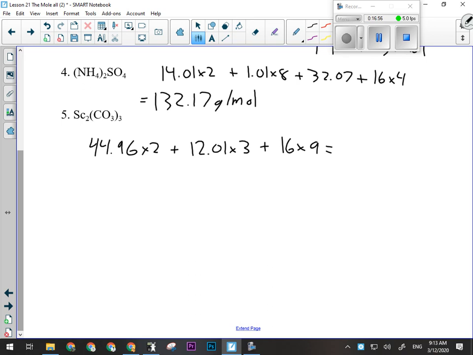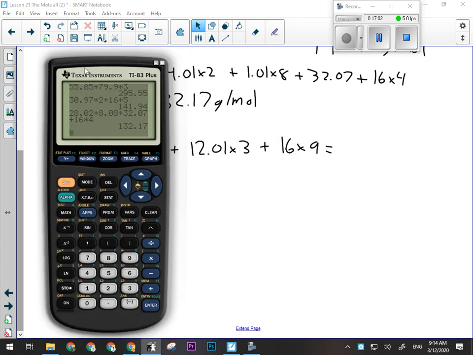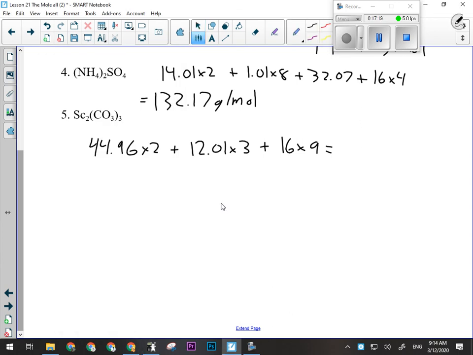So we're going to take our 44.96 times 2 plus our 12.01 times 3 plus our 16 times 9. So we're looking at 269.95 grams per mole.